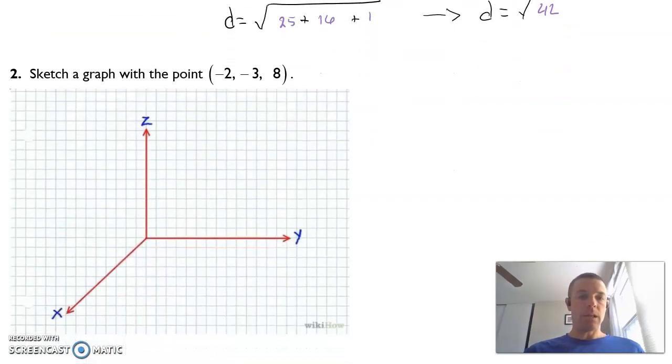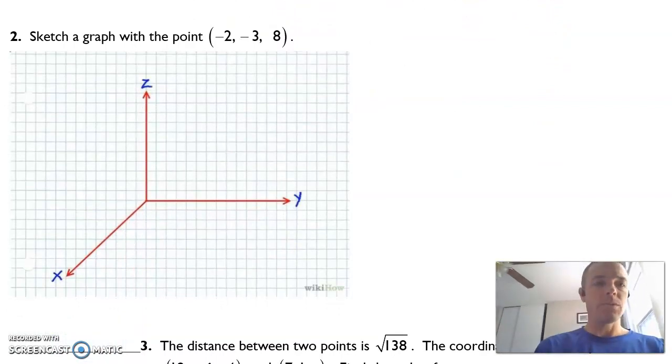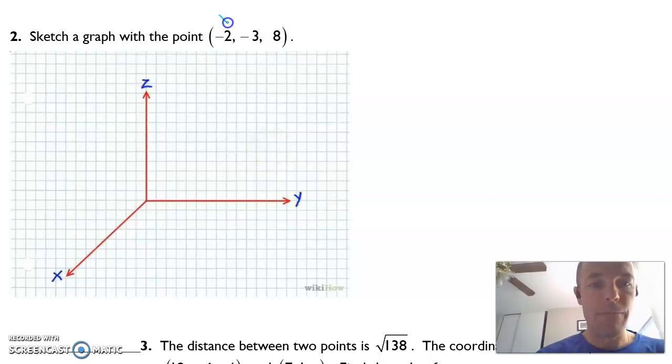All right, taking a look at this sketching of a three-dimensional point. So I'm going to use a light blue color to kind of walk our way through this. But first, I have to go -2 in my x direction. So -2 in my x direction, I'm assuming this is the positive x direction, which means I would have to go 1, 2 units back, and that puts me here.